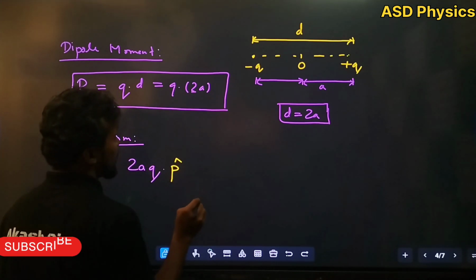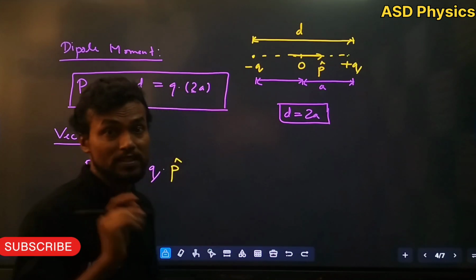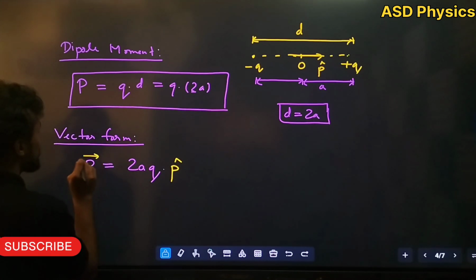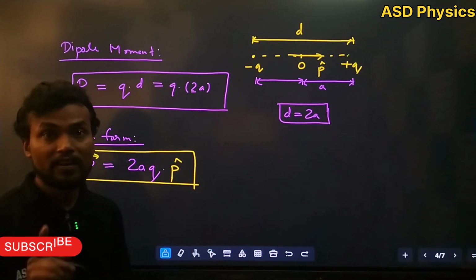What is the unit vector here? As I told, p cap. In which direction? This direction, from minus q to plus q charge. That means here we have to put the vector sign. This is the dipole moment representation in a vector form.